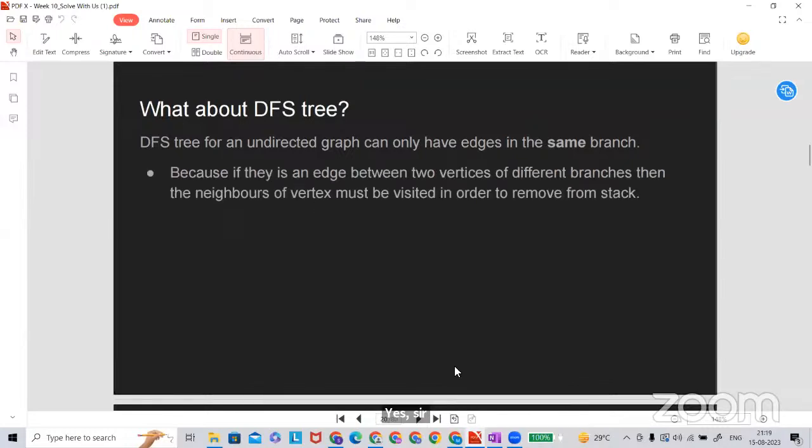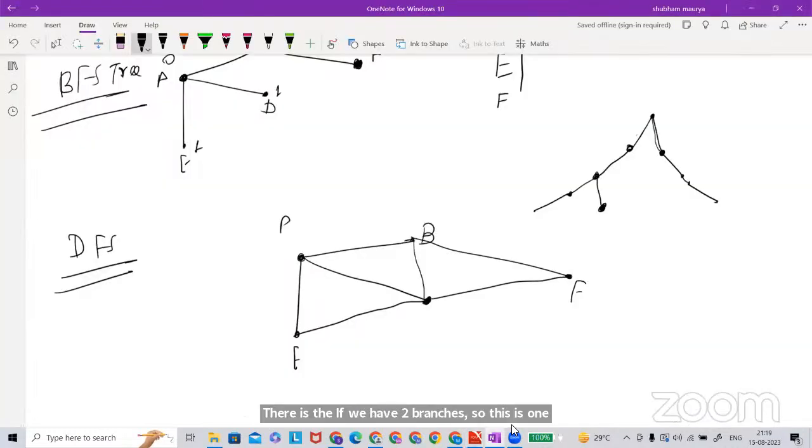The reason is written here as the explanation. If we have two branches, so this is one branch and this is another branch, there will be no edge in between. If it is in the same branch, then there is a possibility that there is an edge, like here, this could be an edge. So this is one branch and this is another branch.